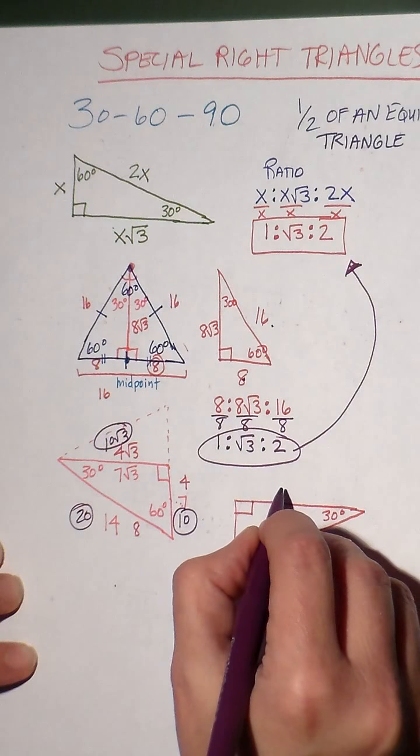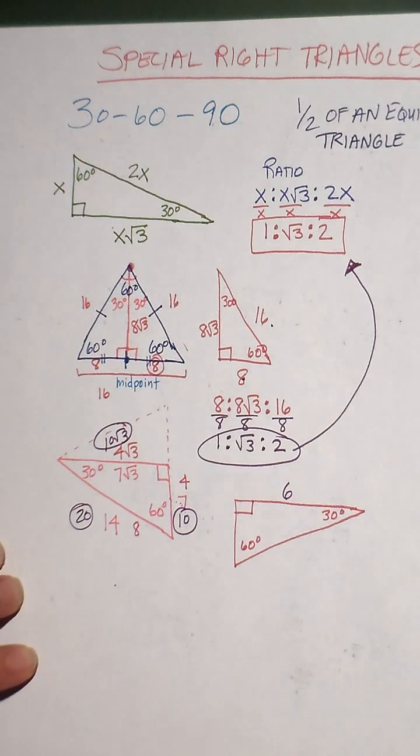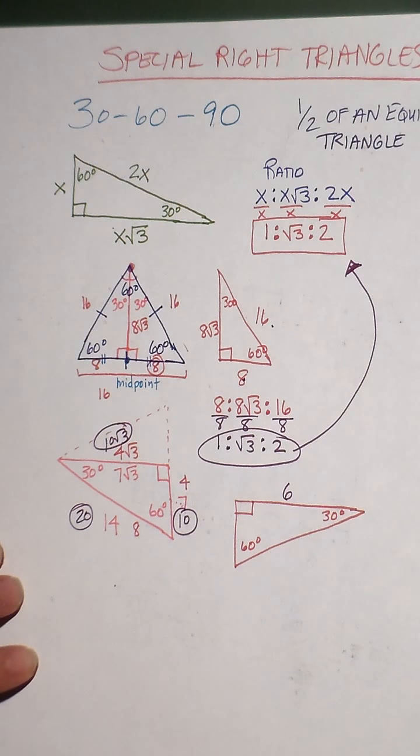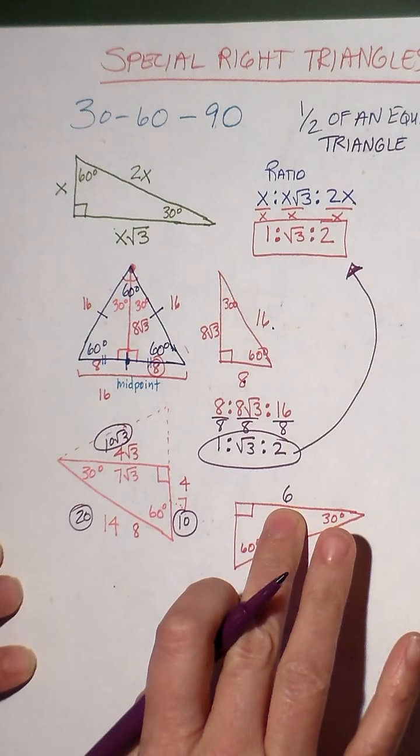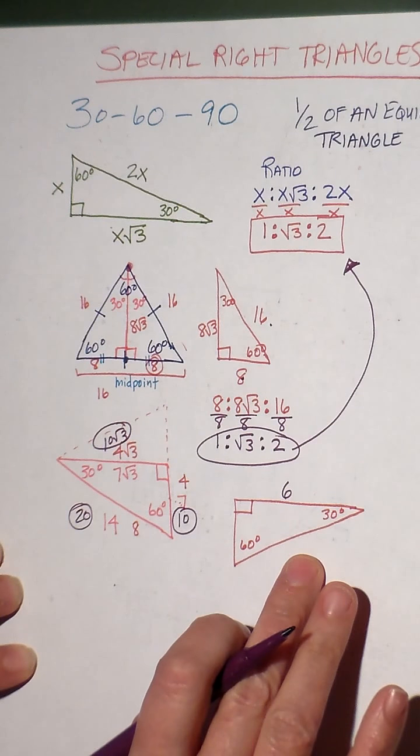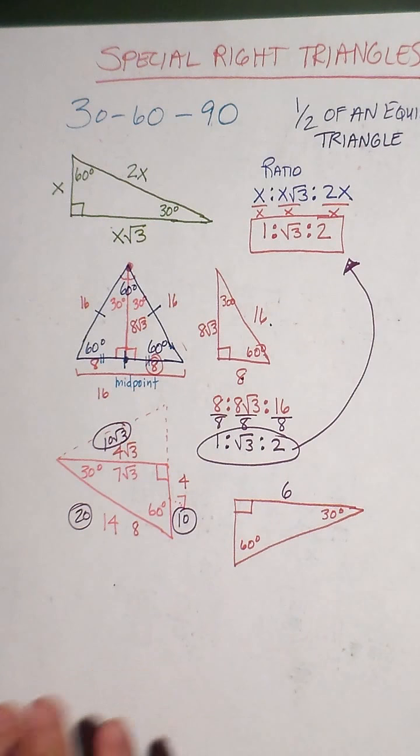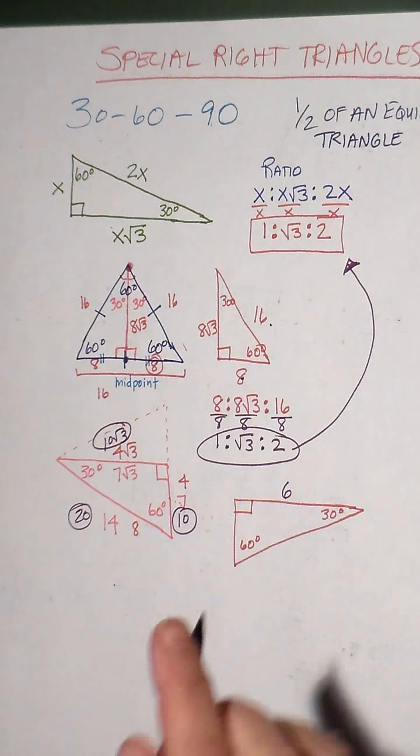But what if I gave you this one and I said this one was 6? Now I can't just double this. The doubling takes place from the small to the hypotenuse. Well, just like we did in 45, 45, 90, where you're going one way or the other.